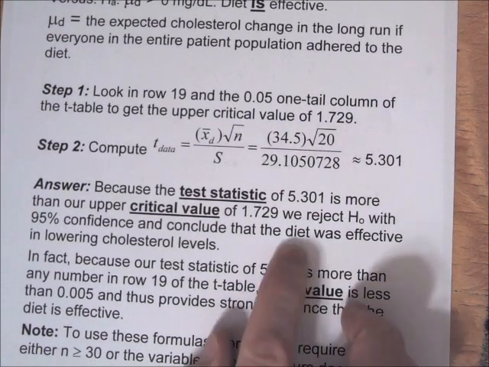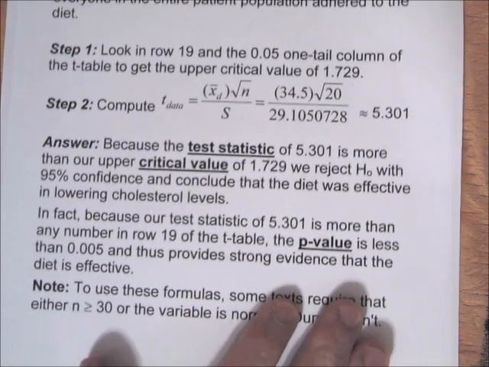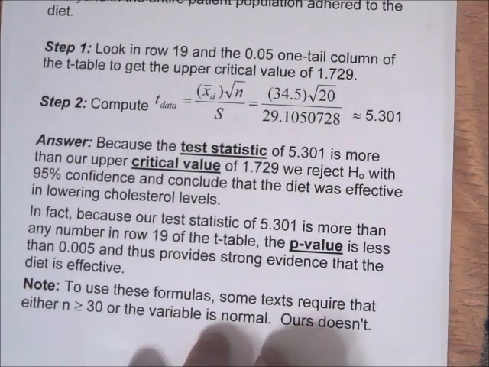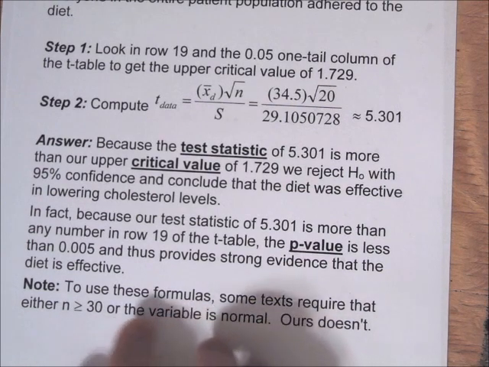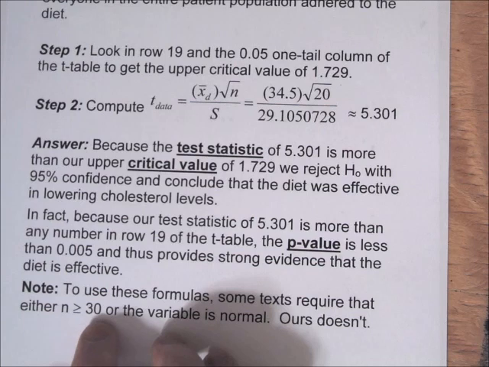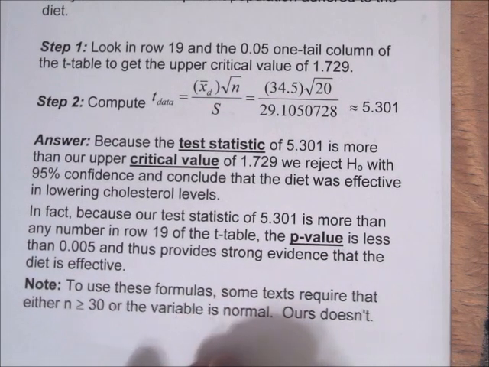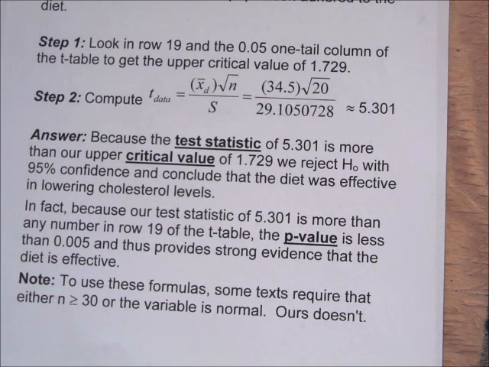Anytime you have a t-score of more than 3 or less than -3, or either a t-score or a z-score, that is going to provide pretty strong evidence. Some books, to use these formulas, require that the sample size n is at least 30, or the variable is normal. Ours does not make those requirements.